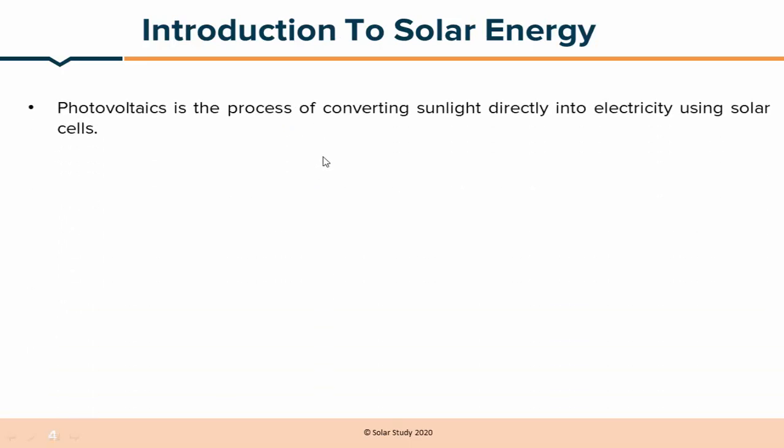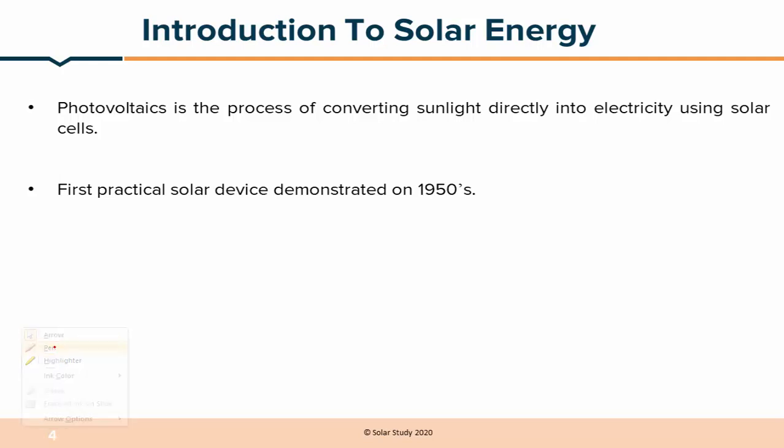Now, what is solar energy? Why do we have to use it in solar cells? Basically, photovoltaics use solar radiation to convert sunlight directly into electrical energy. How? That is using a solar cell. Then in 1950, the first solar device was demonstrated.